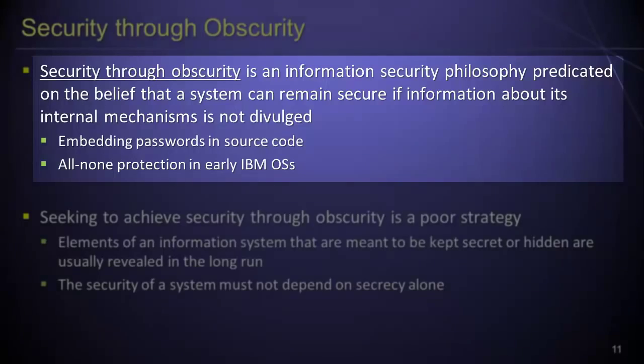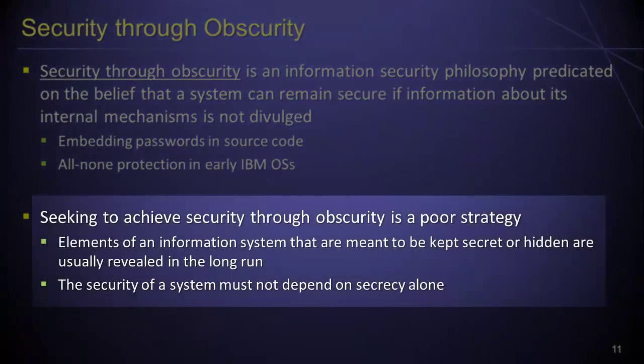In the modern era, most security experts agree that seeking to achieve security through obscurity is a poor strategy. Elements of an information system that are meant to be kept secret or hidden will usually be revealed in the long run. And in the age of the Internet, knowledge about such secret or hidden system components can spread around the globe almost instantly. The security of an information system must therefore not depend upon secrecy alone.